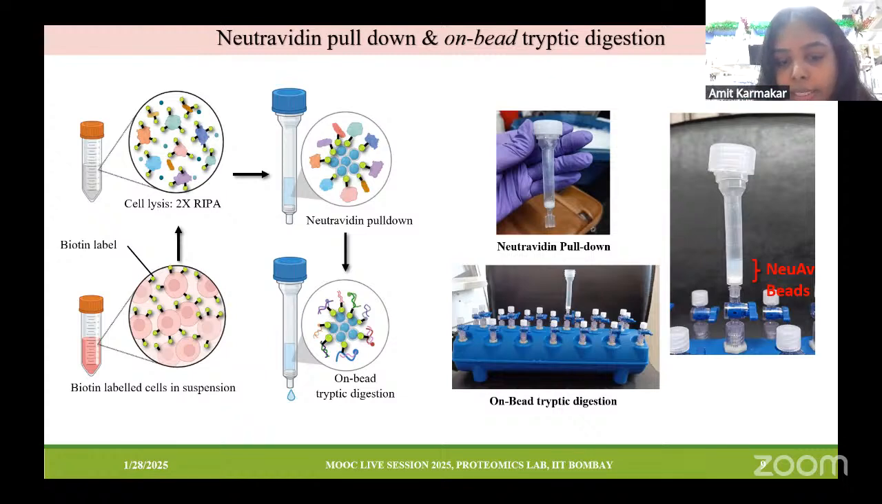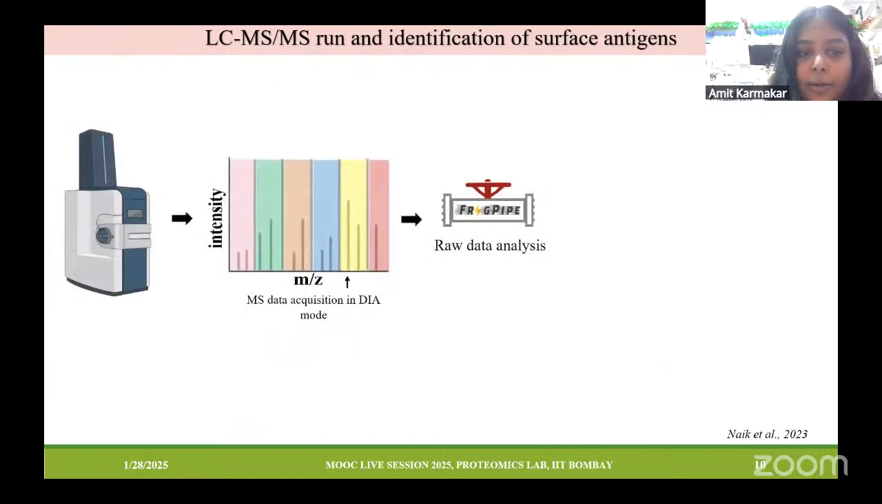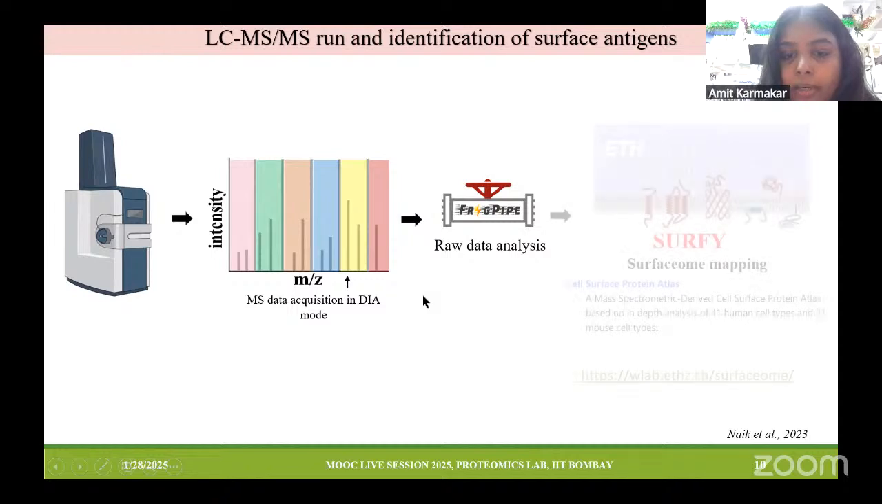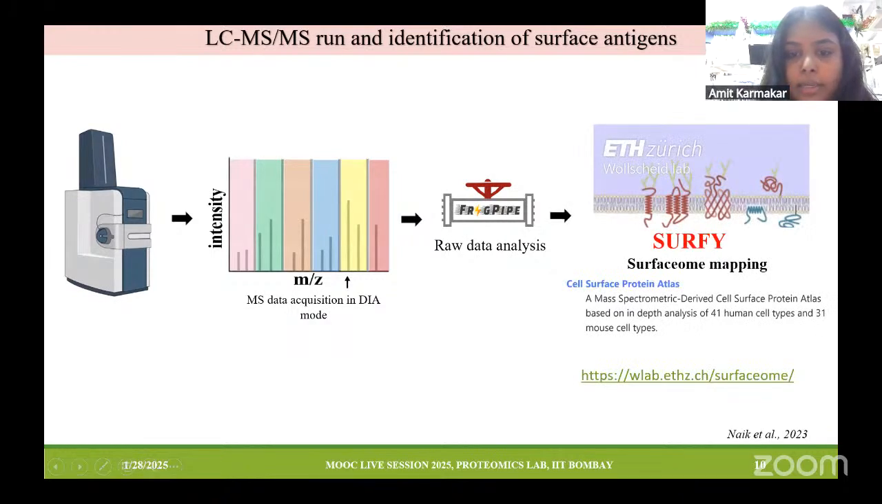We have to first digest into the peptides, and then we load the peptides into the mass spec, and then the mass spec run is complete. Now, once you identify the pull down the peptides, you run it on MS, and then you collect the raw data, and then the raw data is analyzed through several softwares like FragPipe, and taking the raw data, you would like to know what kind of surface proteins are there, right?